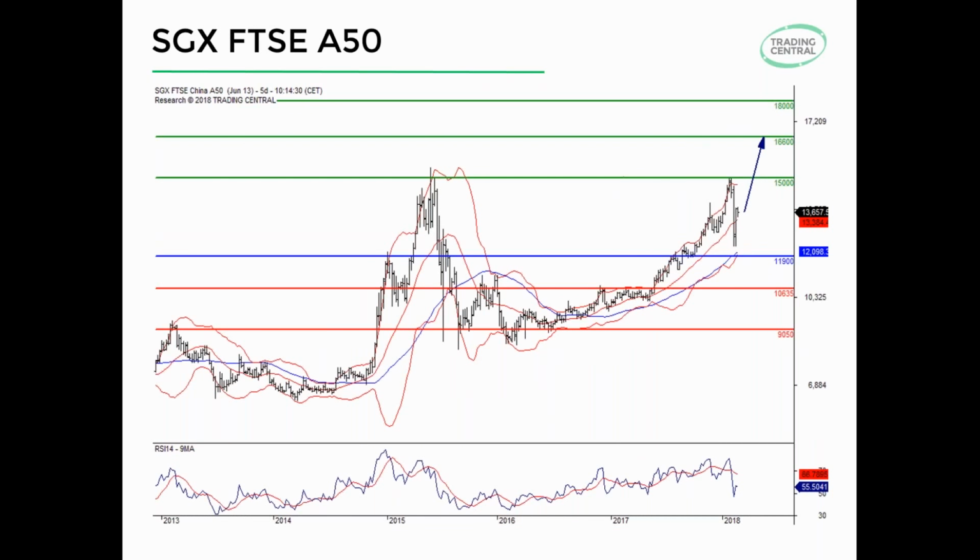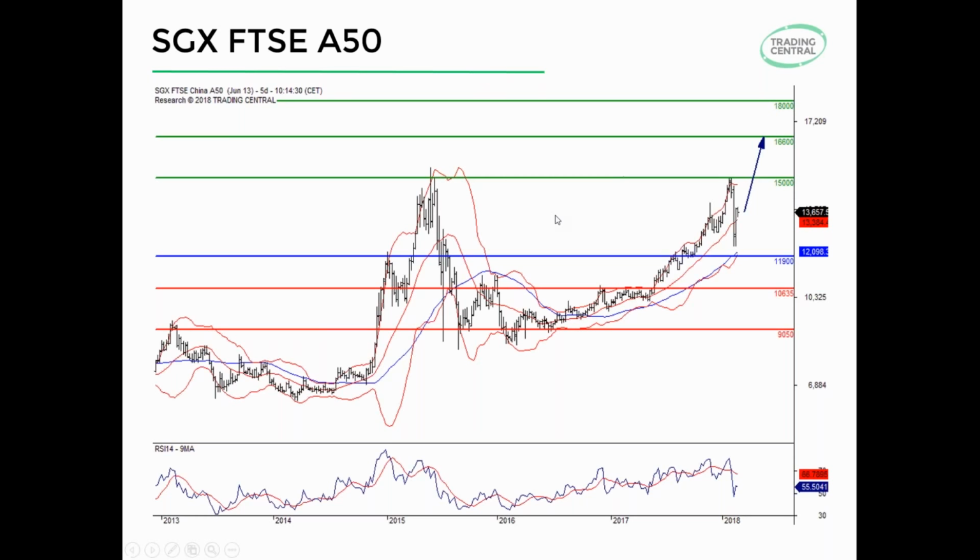A50 is about China. Maybe you know it better than I do. We think that it is keeping clear of the 50 period moving average, where our pivot point is set at 11,900. It also showed very strong resiliency. It rebounded strongly, and now it's back up to levels above the 20-week moving average. And we are looking at 15,000, and then up to 16,600. All right, so this is A50.